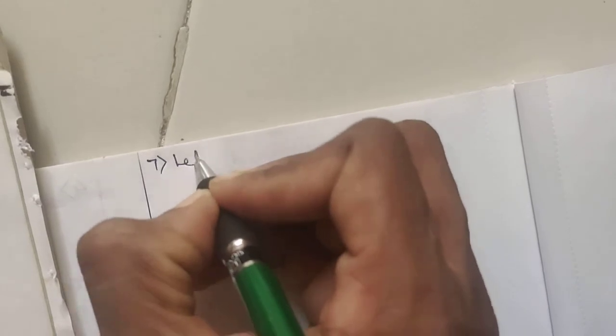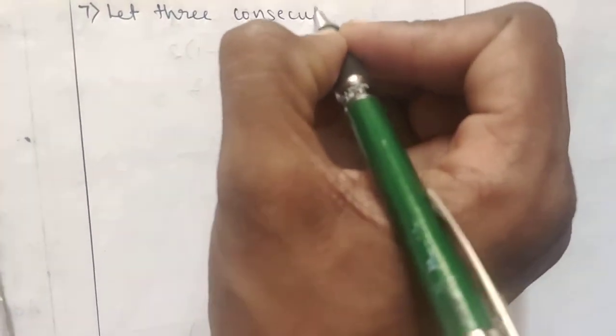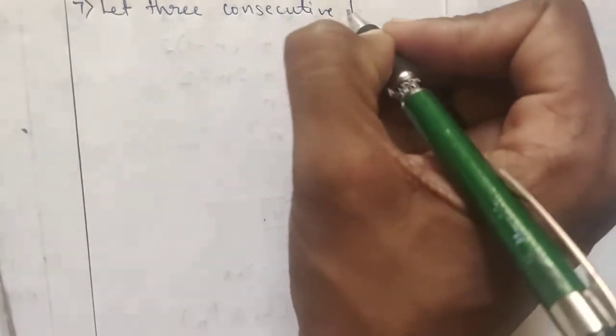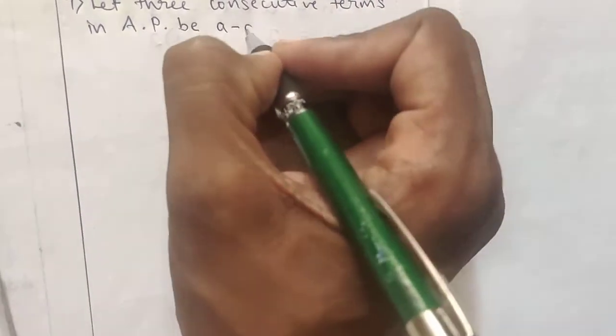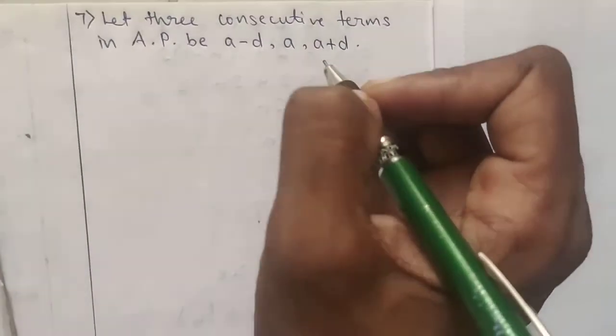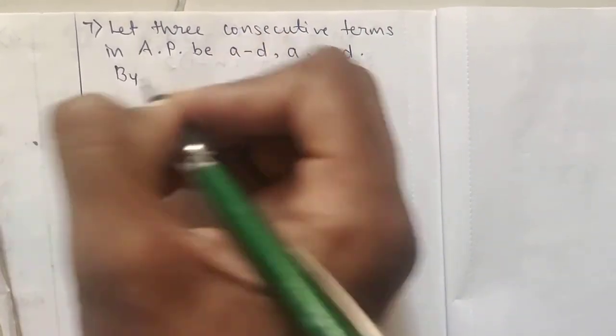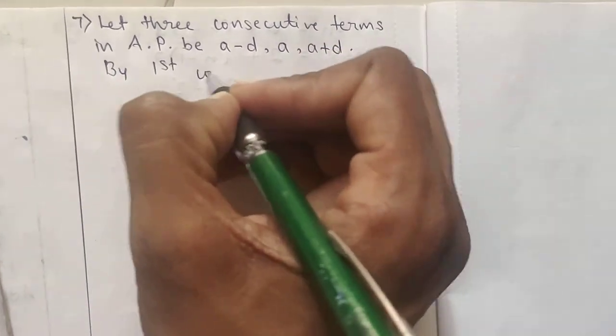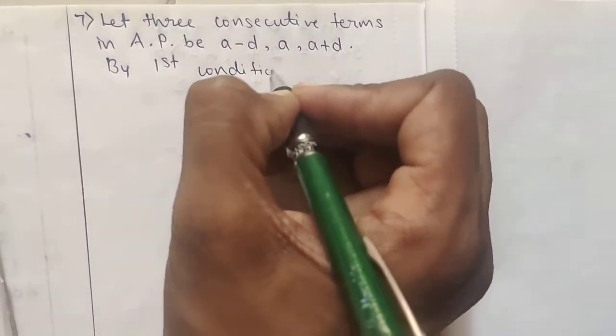First let us consider, let 3 consecutive terms in AP be a minus d, a and a plus d. Okay, now we are going to use two conditions. Let us use first condition first.